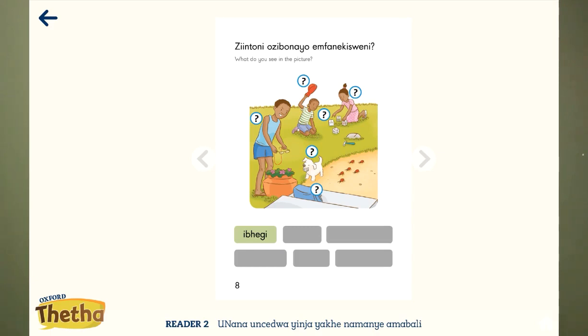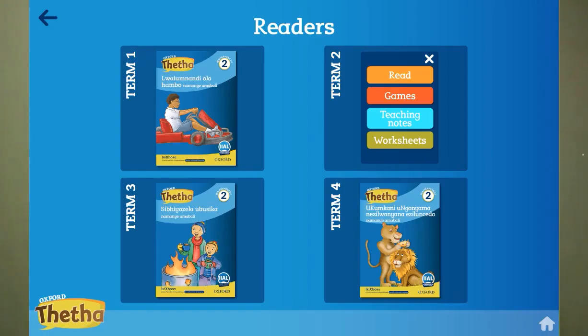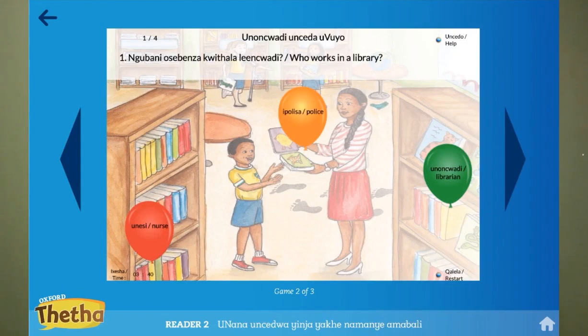Once you have finished reading the book, click on the back arrow at the top of the side to return to the Reader's menu. We have created another interactive game for each story. These you can access by pressing the Games button. Instructions for the games are in both isiXhosa and English. You can move between games by clicking on the big arrow to the left and right of the game.